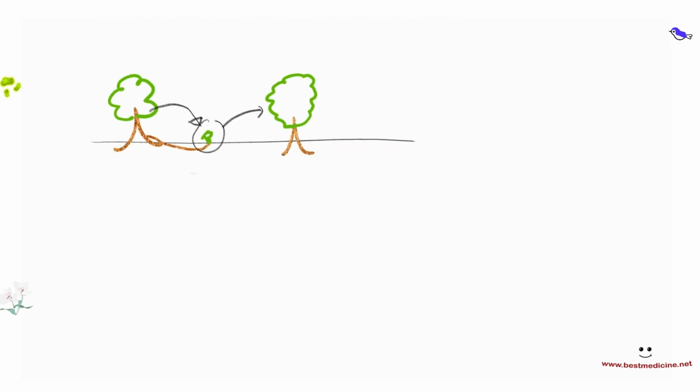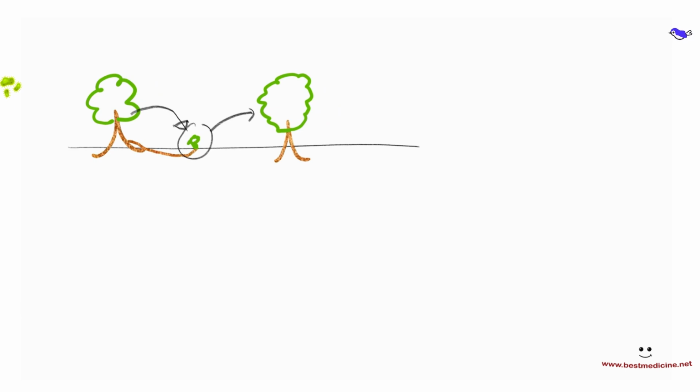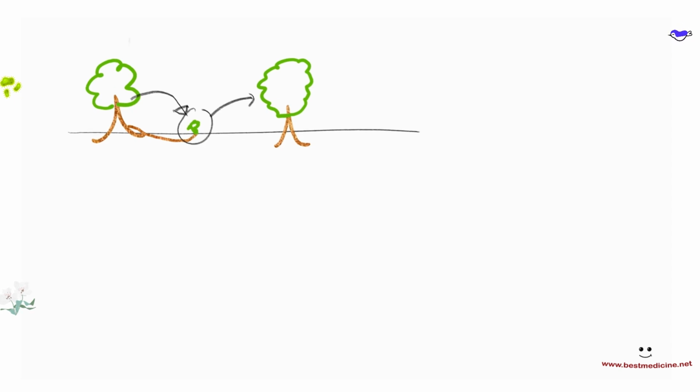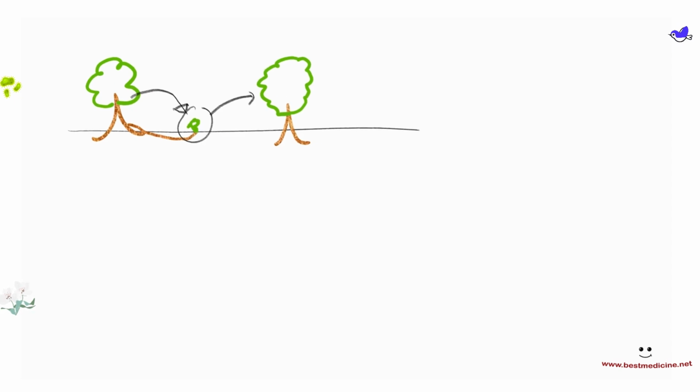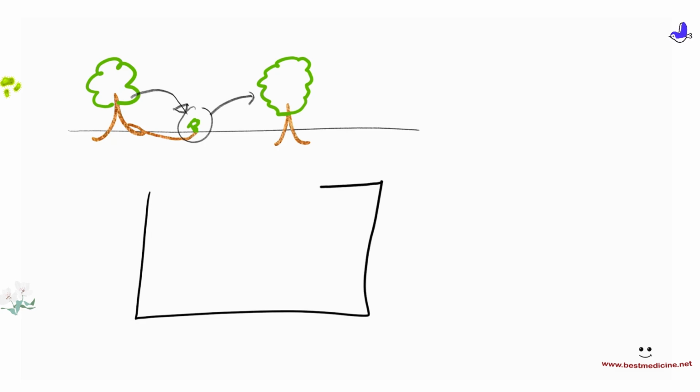Now here's the thing: when you're producing all of these identical clones through mitosis, through asexual reproduction, the susceptibility to selection pressures increases. What is a selection pressure? A selection pressure is essentially an environmental pressure that helps get rid of less adapted individuals in a given environment.